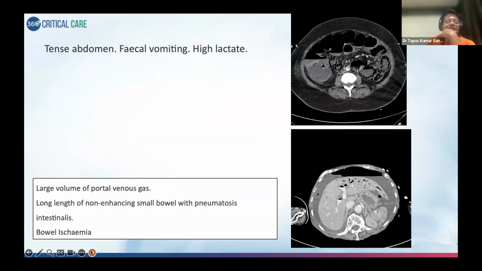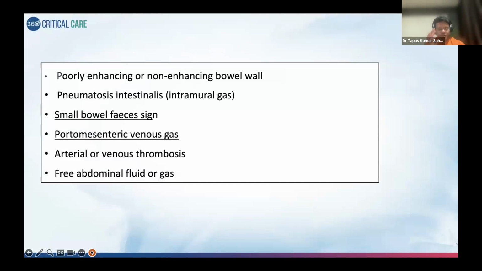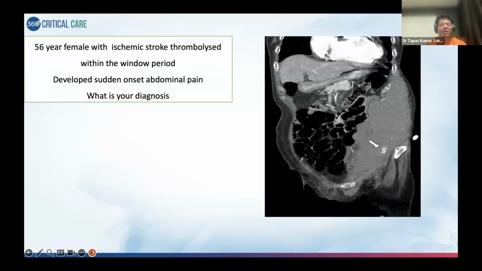Okay, you all have answered. Large volume of portal venous gas, long length of non-enhancing small bowel with pneumatosis intestinalis, bowel ischemia or gangrene. Okay, so these are some of the CT findings: poorly enhancing or non-enhancing bowel wall, pneumatosis intestinalis, small bowel feces sign, portomesenteric venous gas, arterial or venous thrombosis, free abdominal fluid or gas.